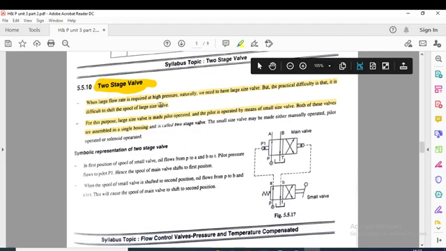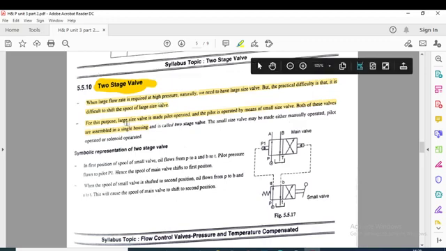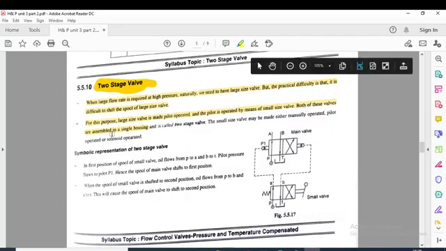Normally, when the size of the valve is very large, designed to operate at high pressure, we require a very large valve, and large power is required to operate such a valve. So for this purpose a large size valve is used, but it is pilot operated to reduce the effort to open and close the spool, or to move the spool. That's why we make it pilot operated, and it is pilot operated by means of a small size valve. Both these valves are assembled in a single housing, and here it is named a two-stage valve.